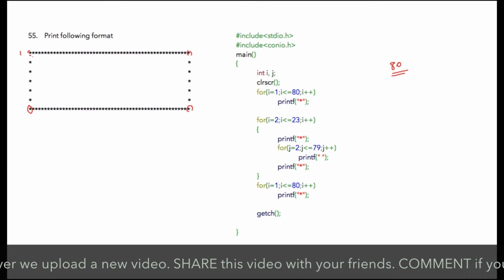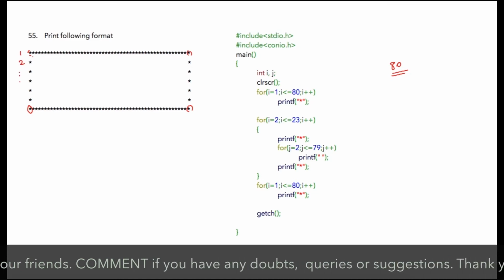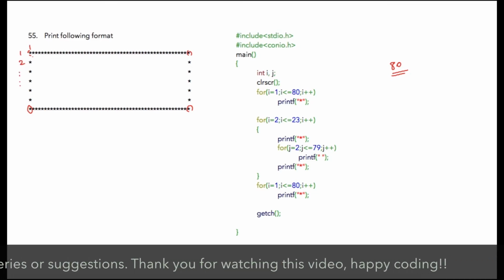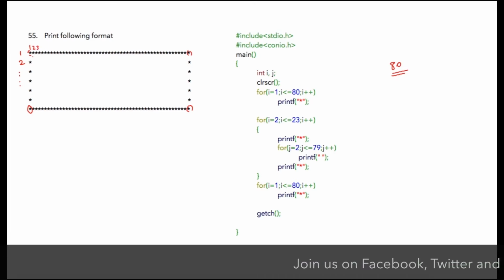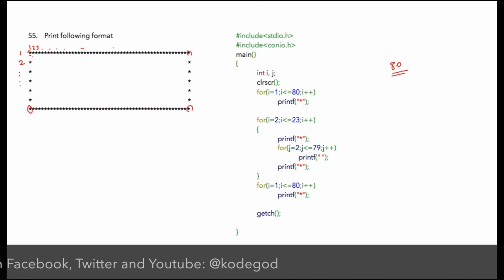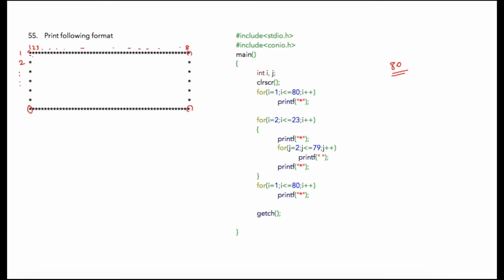Here I am assuming it to be 80. So this will be the first row, this will be the second row, and so on. Similarly, this first star will utilize the first column, the second will utilize the second, and the third will utilize the third column, and so on. And finally the last star will be on the 80th column. So in order to print this first line, it is very simple. We need to print this star 80 times.